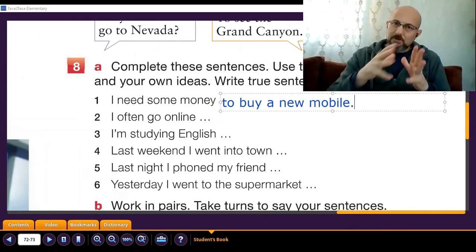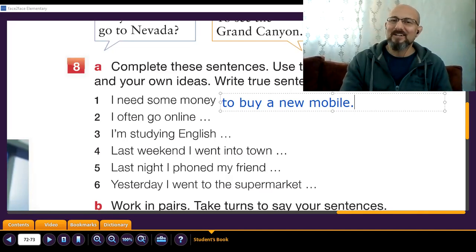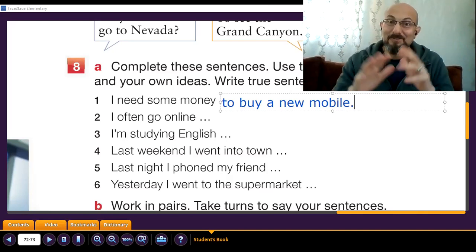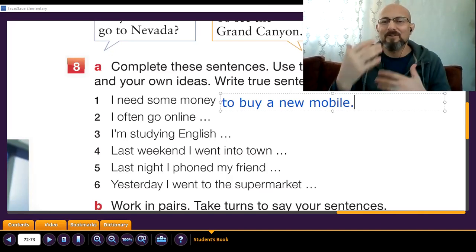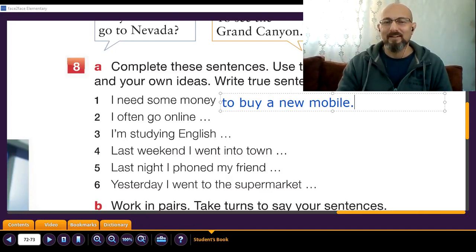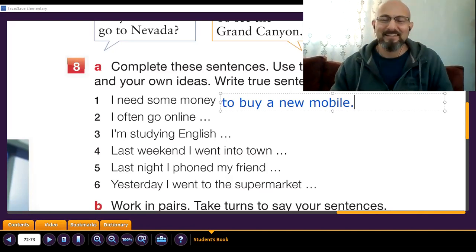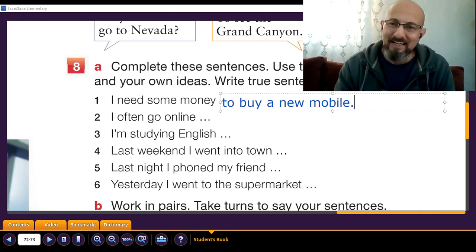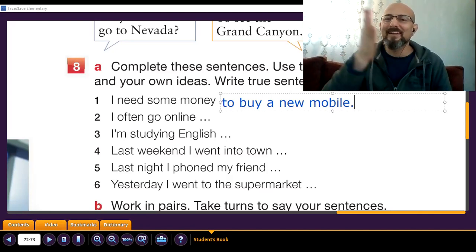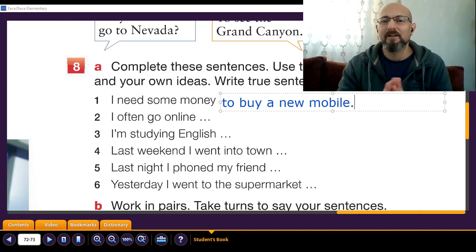Don't tell me I need some money to buy a house. A house is not some money. Okay, a car is not some money, a lot of money. But I need some money. I have some money, but I want to find a better mobile. There is this iPhone 12X Pro, something like this. Yes, I want to buy it, so I need some more money, more than half of the price. So I need some money to buy a new mobile.